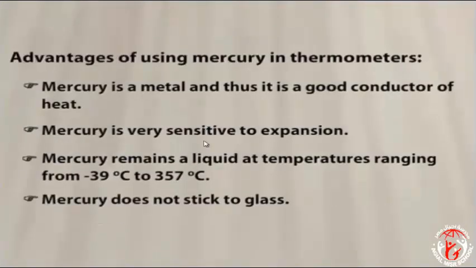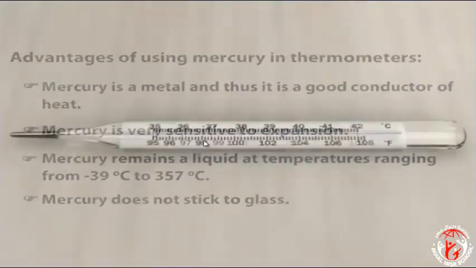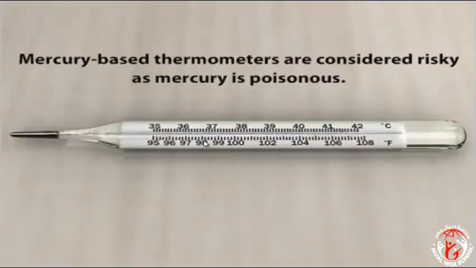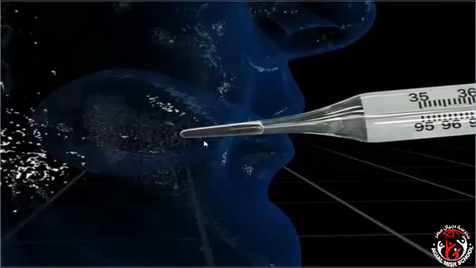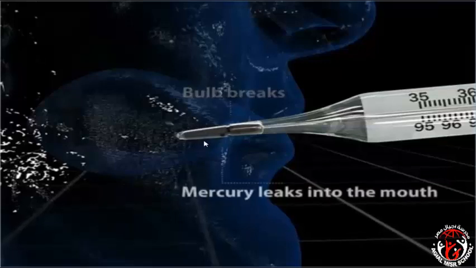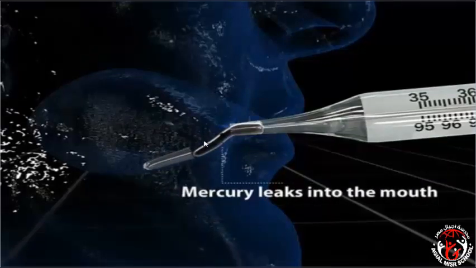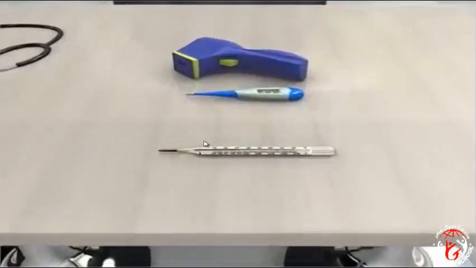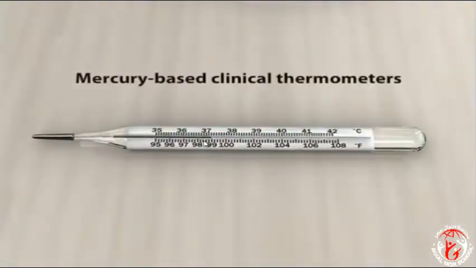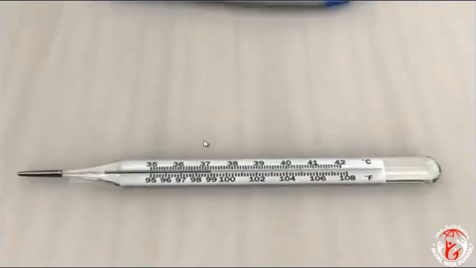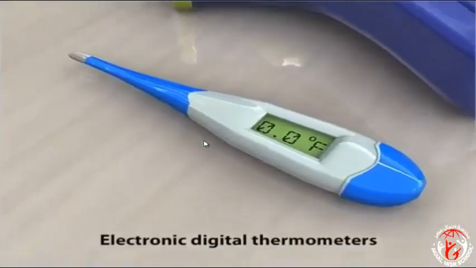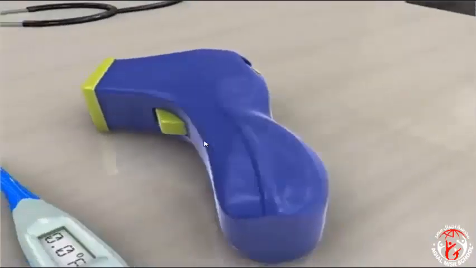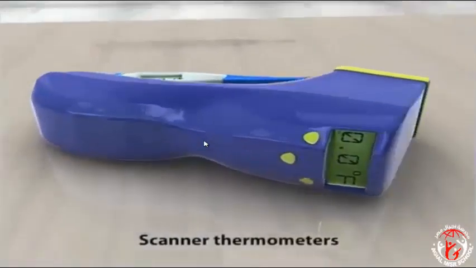Though using mercury in thermometers has advantages, mercury-based thermometers are considered risky. This is because mercury is poisonous. In case the bulb or the neck of a thermometer breaks, mercury can leak out into the mouth. This is why mercury-based clinical thermometers have largely been replaced nowadays with electronic digital thermometers or scanner thermometers.